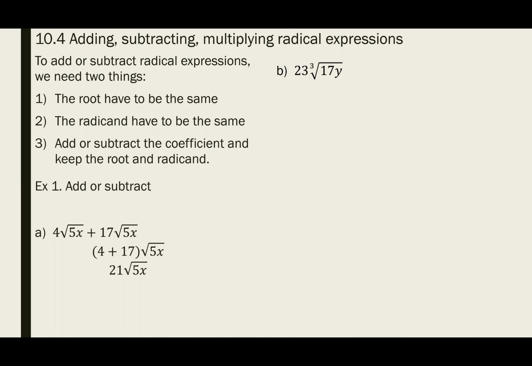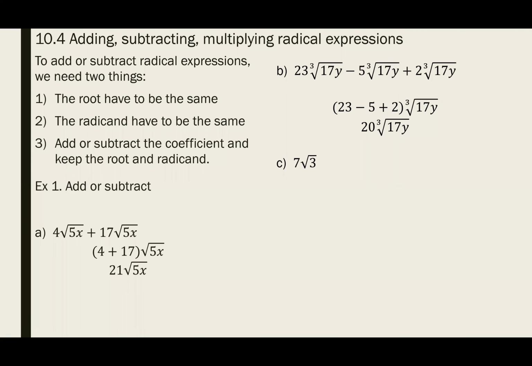Like I mentioned, if we have the same cube root of 17y, cube root of 17y, cube root of 17y, all we do is take the cube root of 17y and then add or subtract the coefficients that we have. So we know that 23 take away 5 gives you 18, and 18 plus 2 gives you 20. So in total, you have 20 cube root of 17y.